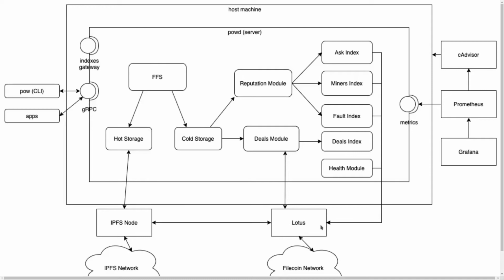Instead of the Lotus node, which would need to sync with a Filecoin mainnet or a testnet, which can take a lot of time and a lot of resources, we can also use Lotus DevNet. And instead of setting up these three nodes manually, we can also simply set up Powergate Localnet, which comes bundled with all of these three components.